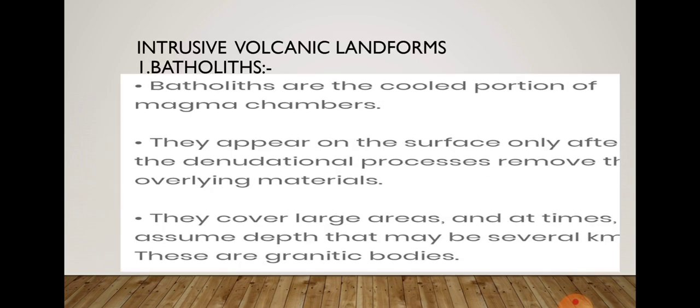Now let's see a few intrusive forms. The first one is the batholith. Batholith is the largest intrusive form, made by solidification of the molten lava within the earth. Batholiths appear on the surface only after the denudation process and the removal of the overlying material. It covers a large area, usually hundreds of kilometers long and 50 to 80 kilometers wide.